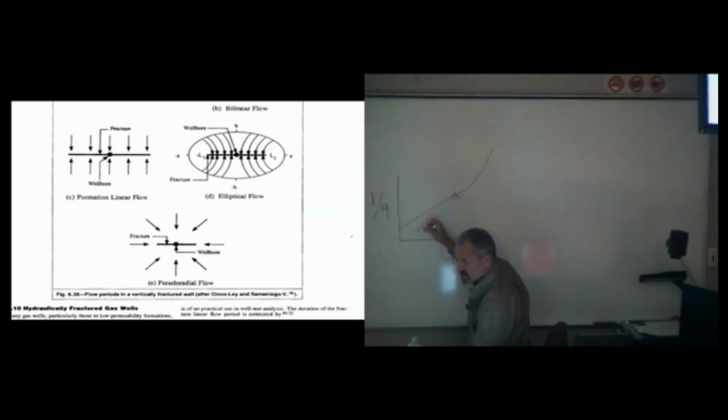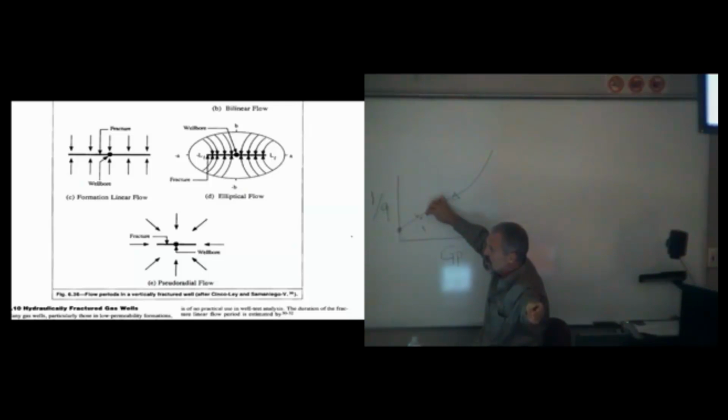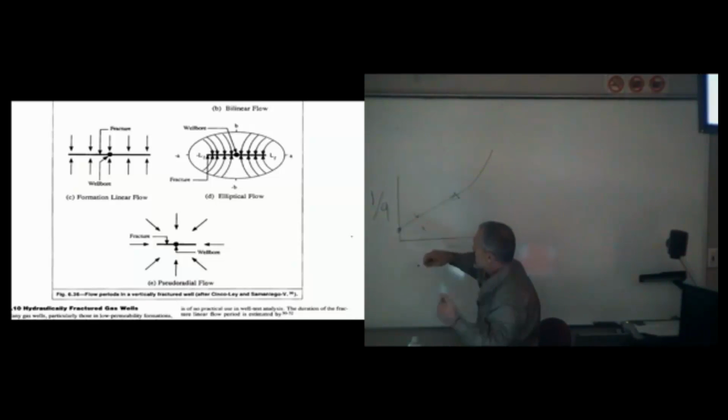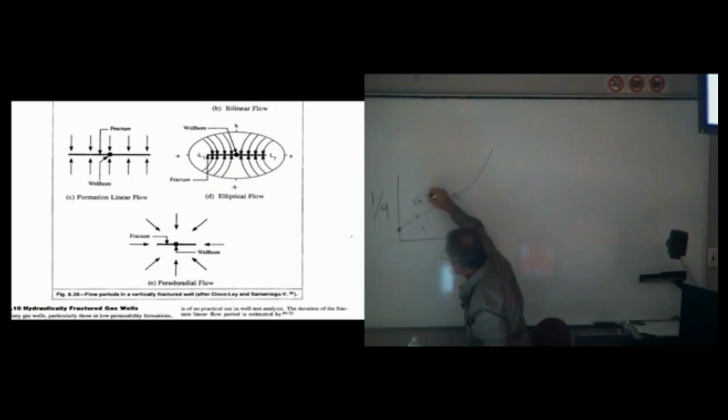If it intercepts the origin, it's infinite conductivity fracture. So this intercept right here gives me the fracture conductivity. This slope, as we will see in this chapter, this is your half slope. Anytime we see half slope on a pressure buildup or on a decline curve analysis, it's telling us that we can get the product, the square root of K x sub f. We're going to get that in Chapter 6 and in Chapter 9.